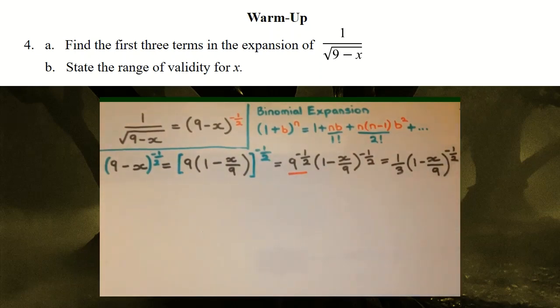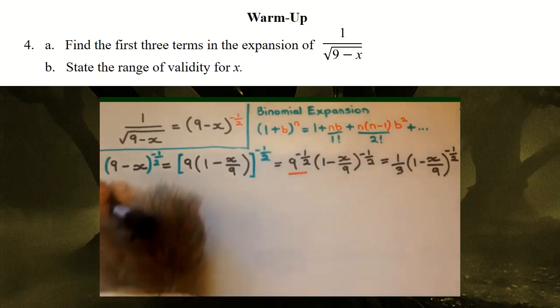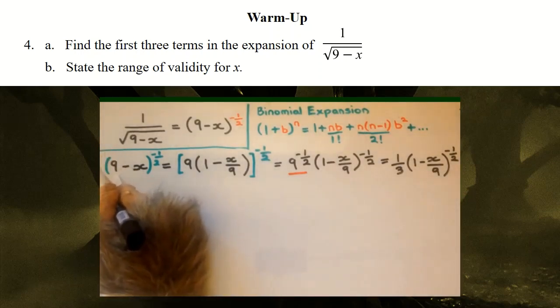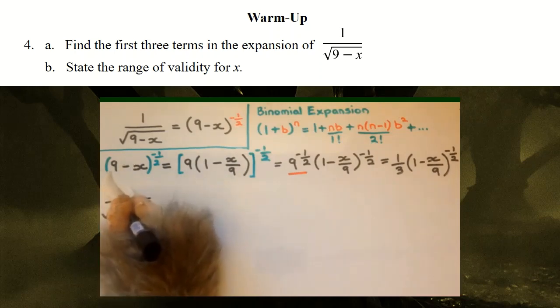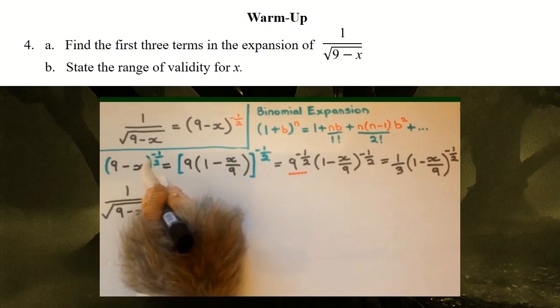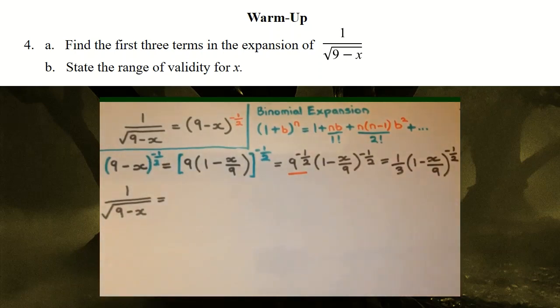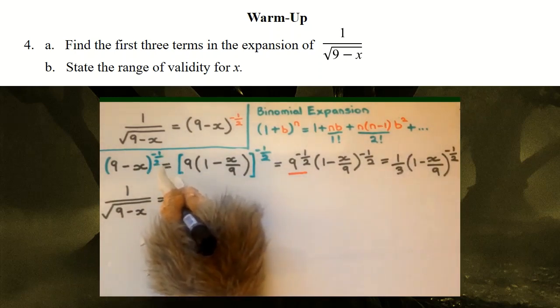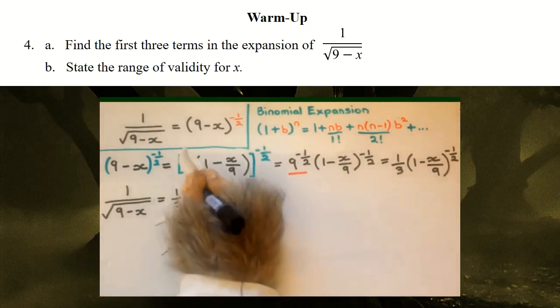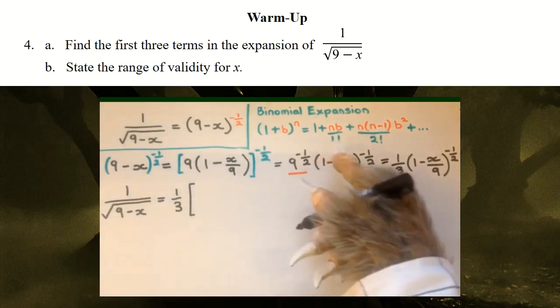Excellent. Right, so let's carry out the expansion. We should have plenty of room here. So let's write it out. So 1 over the square root of 9 subtract x. We have just discovered it's exactly the same as what we've just worked out here. So I can now apply the binomial expansion. So it's going to be 1/3, and I'll open a big bracket and we will use the expansion here.